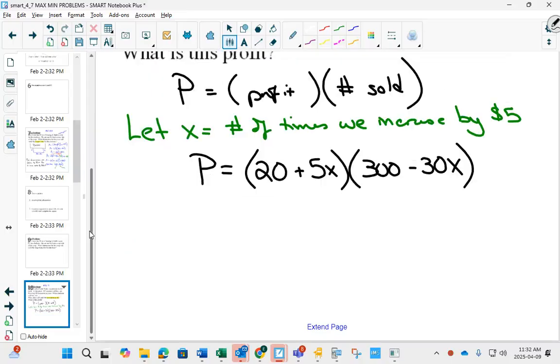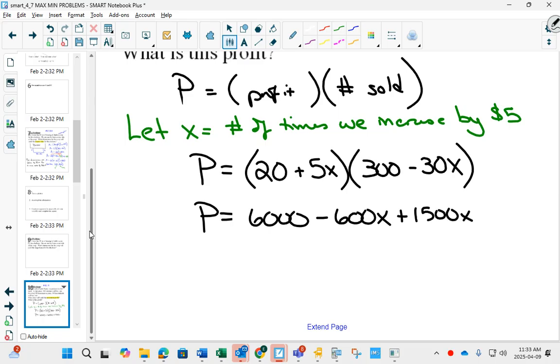If I multiply this out, 20 times 300, 6,000. 20 times minus 30, minus 600x. 5 times 300, plus 1,500x. And 5x times this, minus 150x squared. You see that it makes a parabola that opens down. Parabolas that open down have maximums at their vertex.